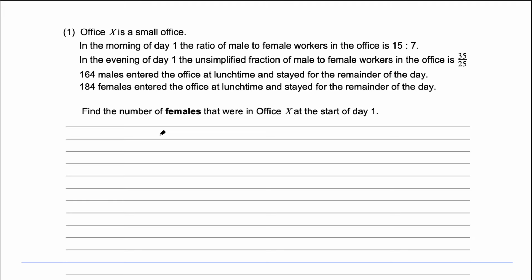Okay, so let's summarize some of this information first. So we've got the morning. The ratio of male to females is 15:7. Next, we've got the evening. The ratio then is 35:25. Let's go ahead and simplify that. If we divide it by 5, we would get 7:5. And then we've got this information here. We've got 164 men entered the office, 184 women entered the office at lunchtime. So what we're saying is that after we make those additions, we'll have this new ratio of 7:5.